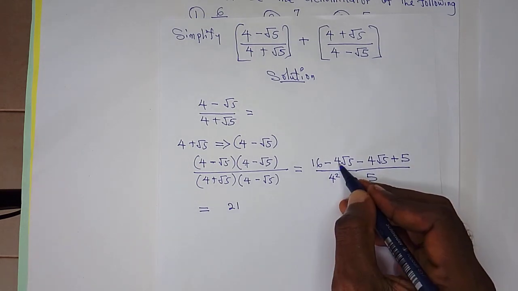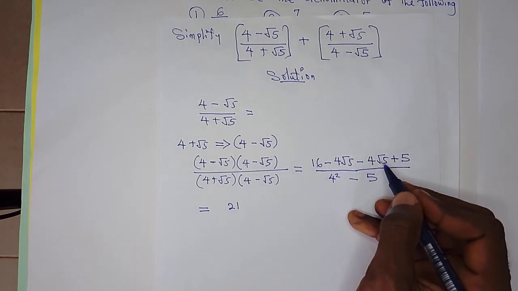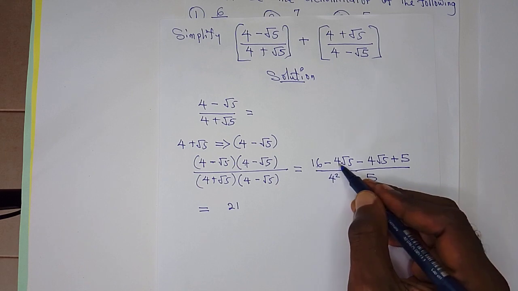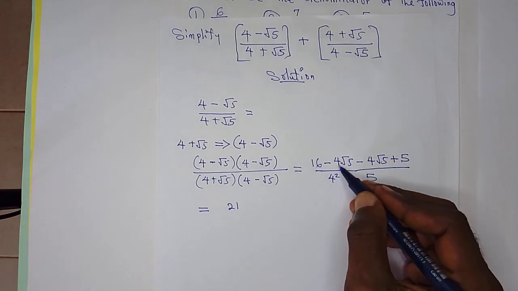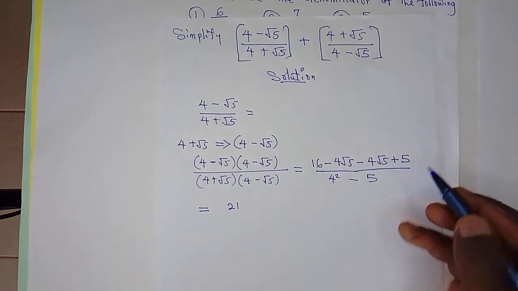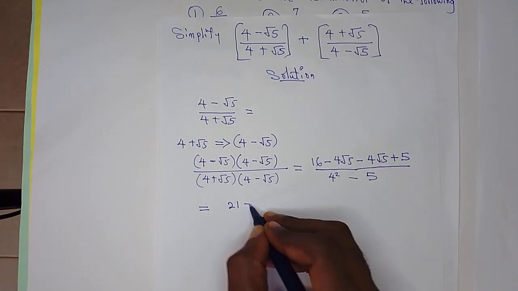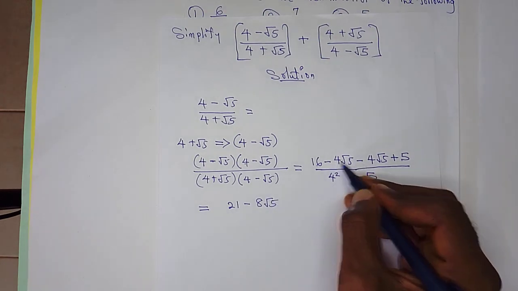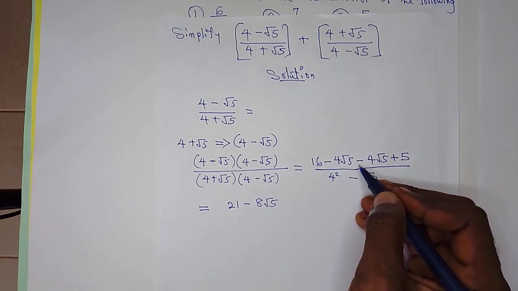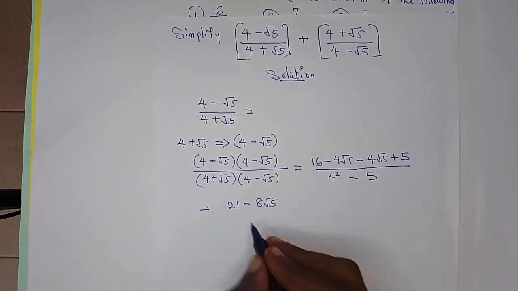Then negative 4 root 5 minus negative 4 root 5. Sorry, negative 4 root 5, negative 4 root 5. That's minus 4 root 5 minus 4 root 5. So that's going to give us minus 8 root 5. Minus 4 minus 4 will give you minus 8. So minus 8 root 5.